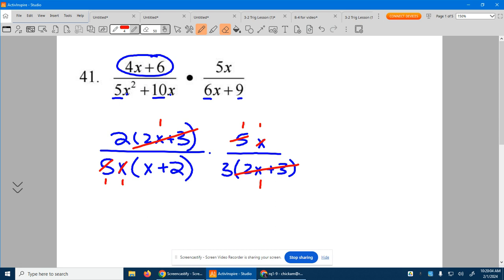And I'm left with then just up top a 2 times 1 times 1 times 1, a 2 up top. And down below, you have a 3, and you also have an x plus 2. So that's what it simplifies to.